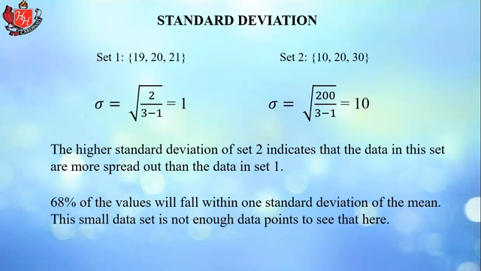68% of the values will fall within 1 standard deviation of the mean. That means 1 standard deviation to the right on the upper side and 1 standard deviation to the left on the lower side. This small data set does not have enough data points to see that here.